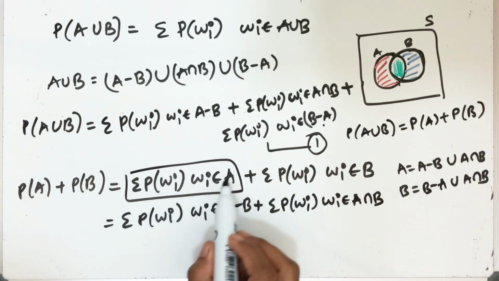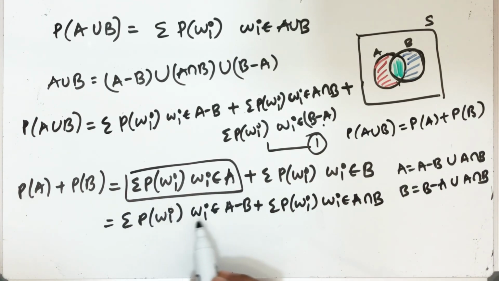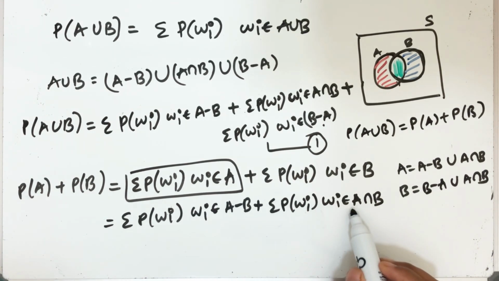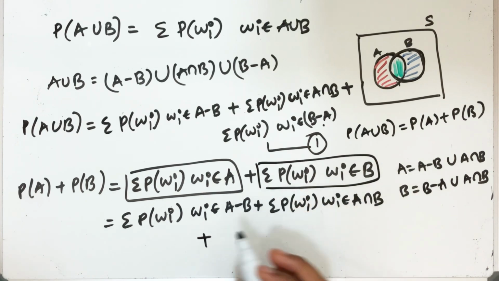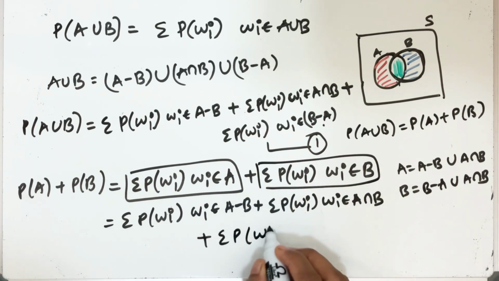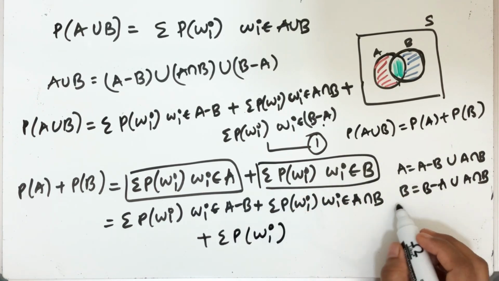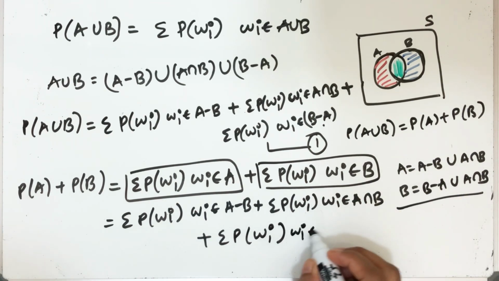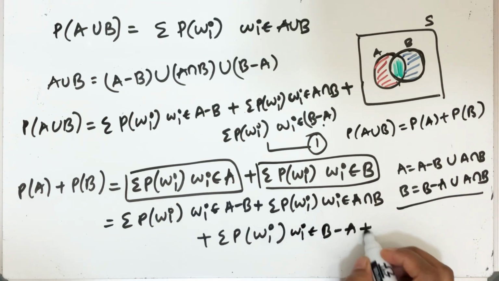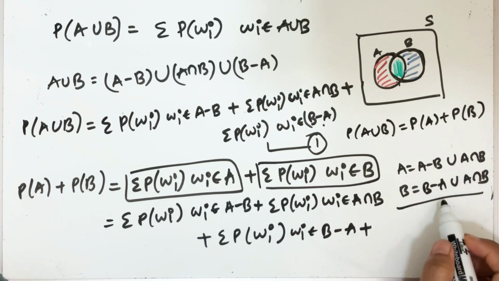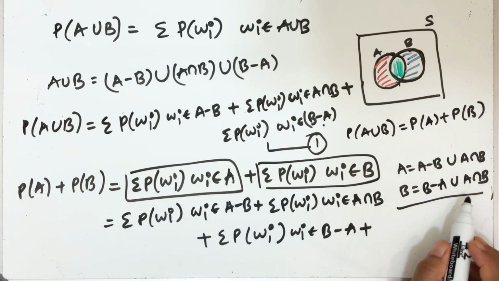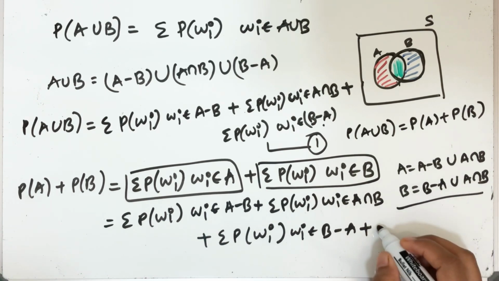Sigma P of Wi, Wi belongs to A is nothing but sigma P of Wi, Wi belongs to A minus B, plus sigma P of Wi, Wi belongs to A intersection B. Plus this portion is sigma P of Wi, Wi belongs to B. B is this set. So Wi belongs to B minus A plus this is mutually exclusive. So we can write the probability of this union is sum of their probabilities since mutually exclusive.